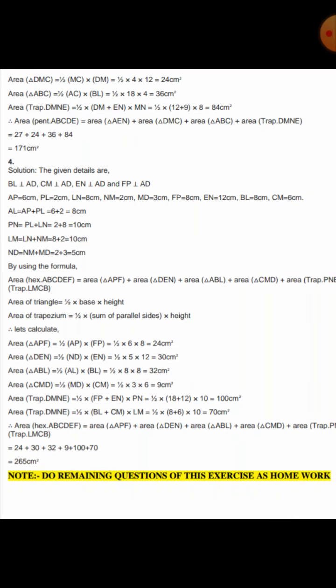So the remaining questions of this exercise you can try yourself as homework. So it was all about this chapter, and it's your homework, you have to complete this chapter.